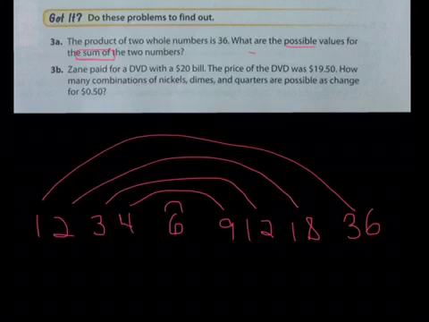Alright, here's one possible sum. Okay? 1 plus 36 is 37. So here's 1. Right? 2 plus 18 is 20. Here's another. 3 and 12 is 15. 4 plus 9 is 13. And 6 plus 6 is 12. Those are all my possible values for the sum of the 2 factors.